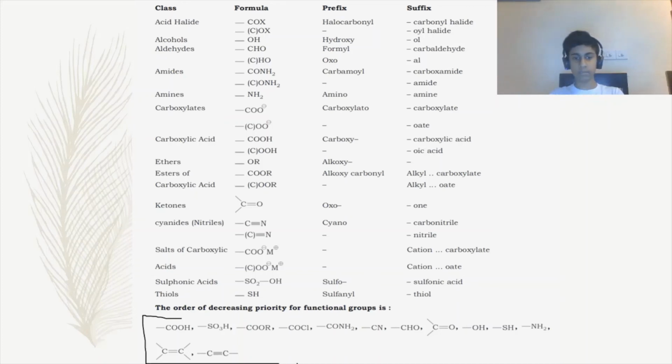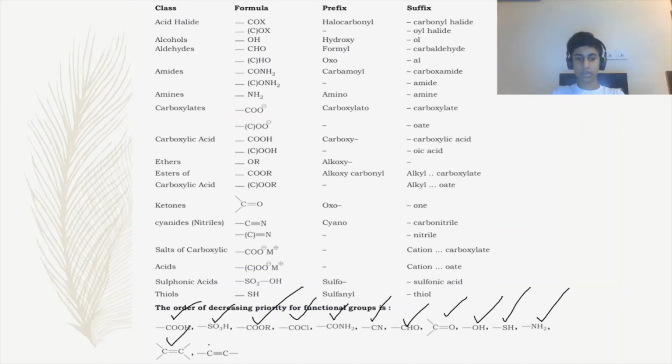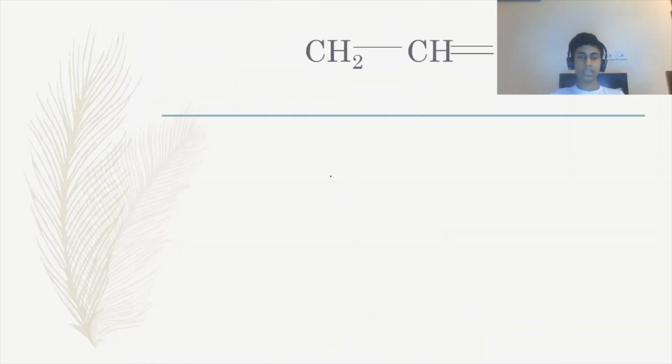Now this is the priority order for polyfunctional chains. Polyfunctional just means that there are two or more functional groups. First is carboxylic acids, then sulfonic acids, then esters, then acid halide, then amides, then cyanides, aldehydes, ketones, alcohols, thiols, amines, double bonds, triple bonds. These are only some; there's a huge list. Now, let's just practice some questions.